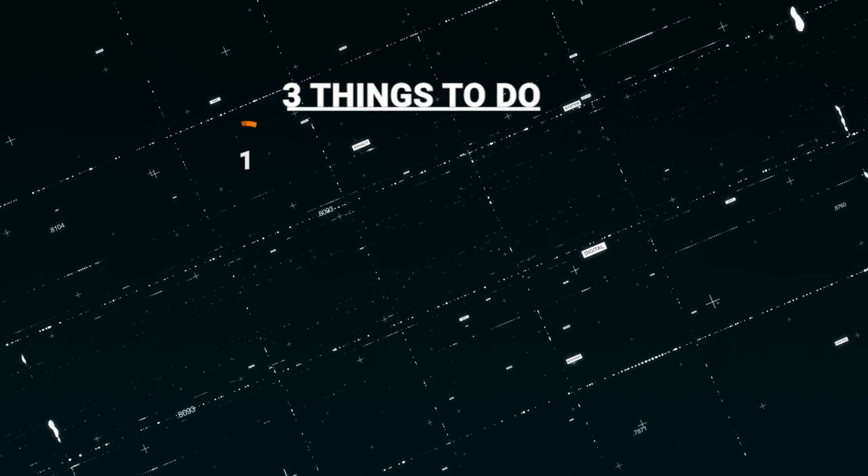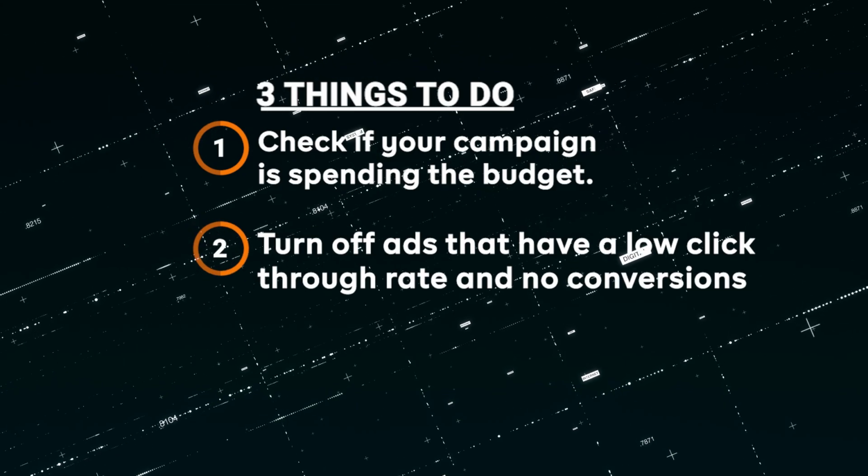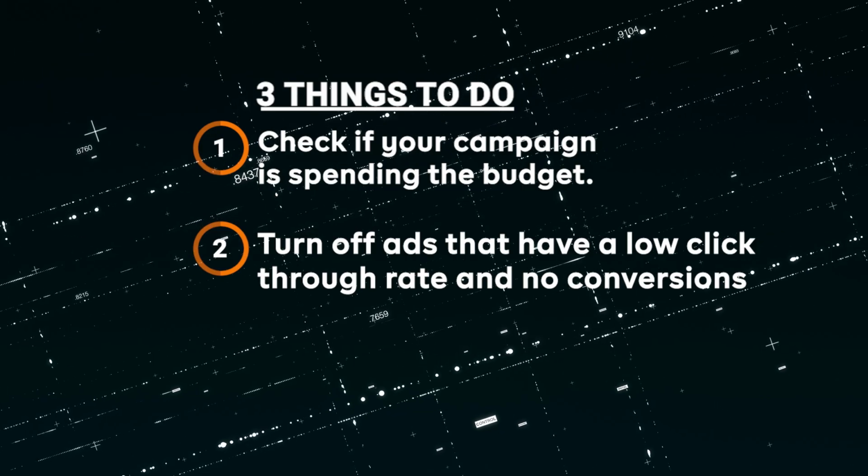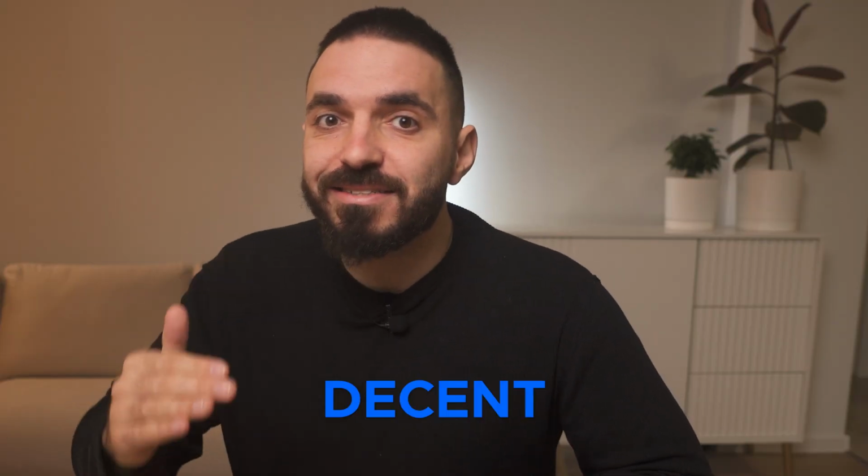In this time frame, here's what I do. First, I check if my campaign is spending the budget. If your campaign is not spending the budget, there might be lots of reasons why, so feel free to check this video where I share how to troubleshoot a campaign that's not spending the budget. If the campaign is spending the budget, the second thing I do is turn off ads that have a low click-through rate and no conversions, but they spend a decent amount of money.